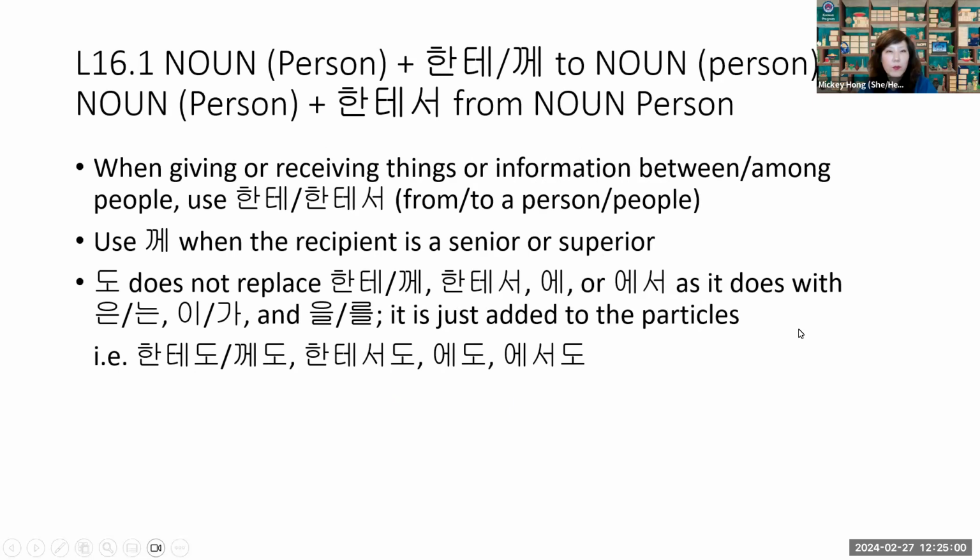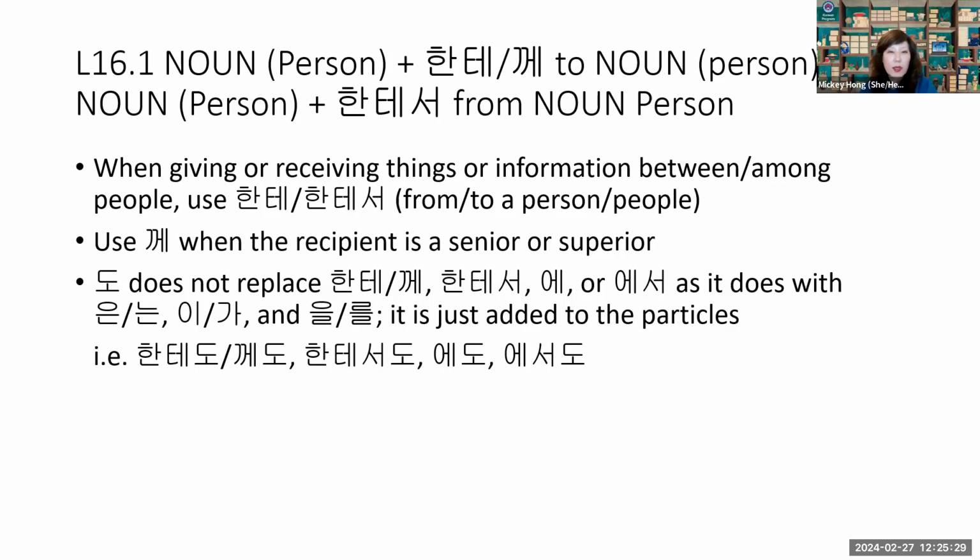First grammar. Person plus 한테/께 means to a person. Person plus 한테서 means from a person. When giving or receiving things or informal information among people, we use 한테, 한테서. We have different particles, markers, for to and from a place.